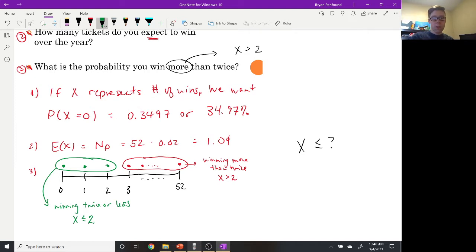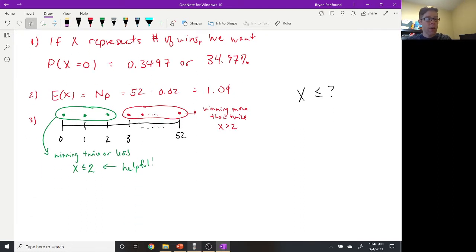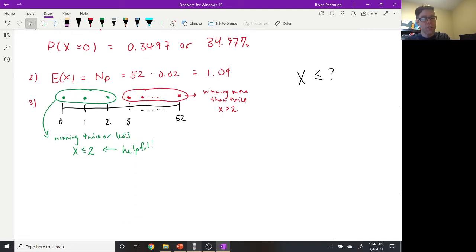Okay, and so we could represent that using our random variable as x is less than or equal to 2. And this is the form that is helpful when we go to use the CD function for the binomial distribution. So we can calculate this one that we have in green. Our calculator can do that for us. Let's calculate that probability. So the probability that we win 2 times or less is the following.